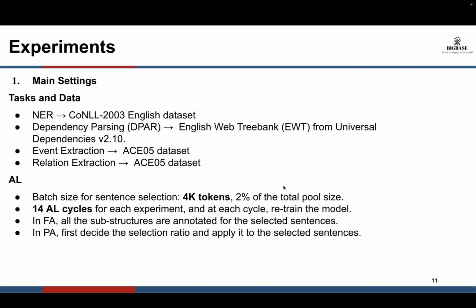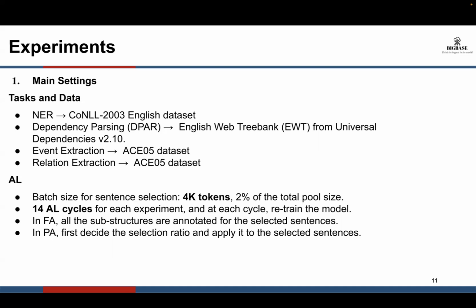And for the experiment, for the tasks and data sets, as I mentioned, they use the 4 NLP tasks: named entity recognition, dependency parsing, event extraction, and relation extraction. They use separate data sets for all tasks. And for active learning, they set the batch size as 4,000 tokens, and this is almost 2% of the total pool size. And they set the active learning cycles as 14 for each experiment. And at each cycle, they retrain the model.